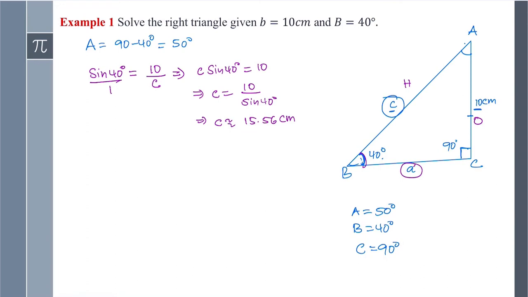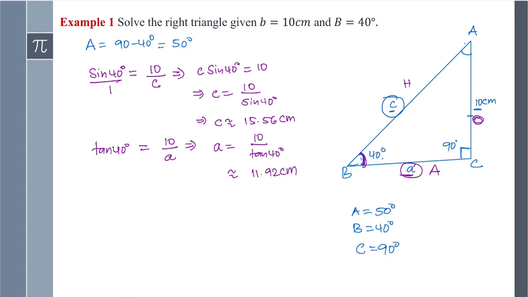In order to find A, we can use angle A if we want, but we can still use angle B. If we want to find A, then using opposite and adjacent, we have to use tangent. So tangent 40 degrees equals opposite, which is 10, divided by A, which is the adjacent. If we do the cross multiplication, we get A equals 10 divided by tangent of 40 degrees. And then if we put this into the calculator, we get 11.92 centimeters.